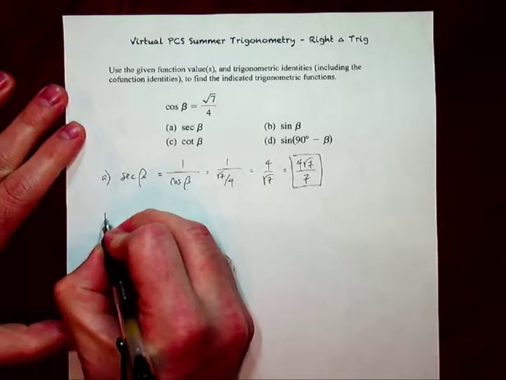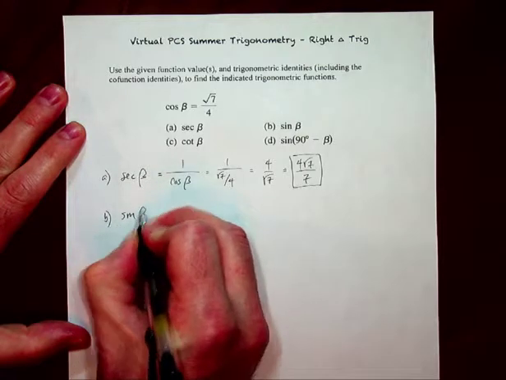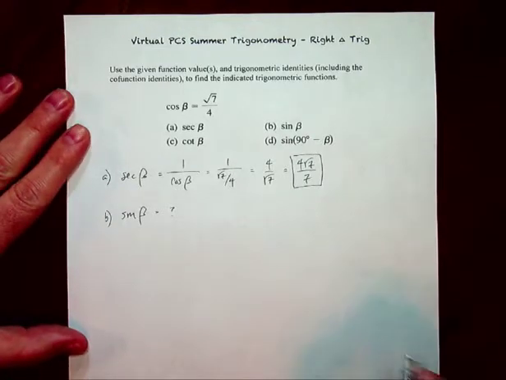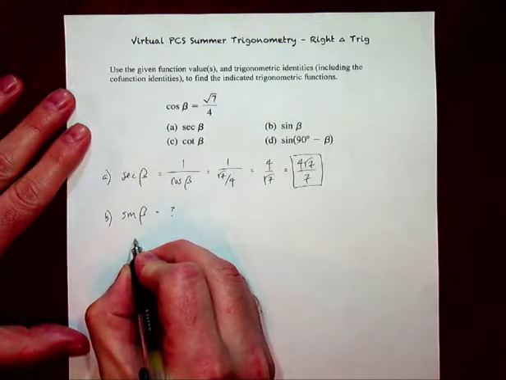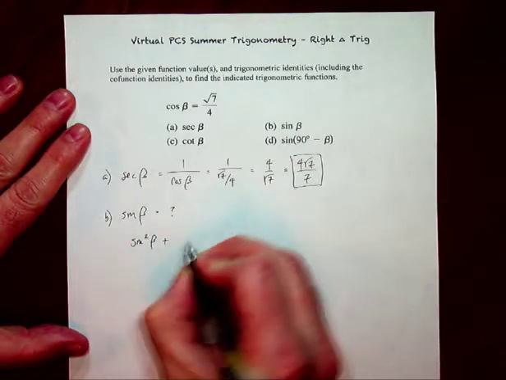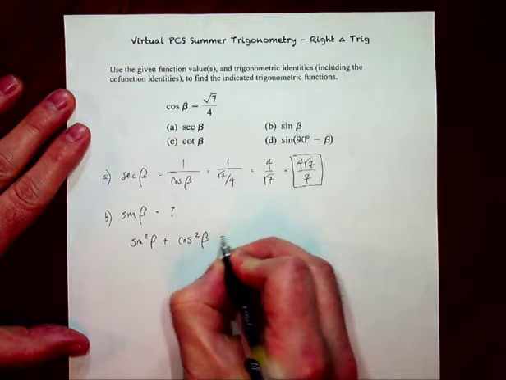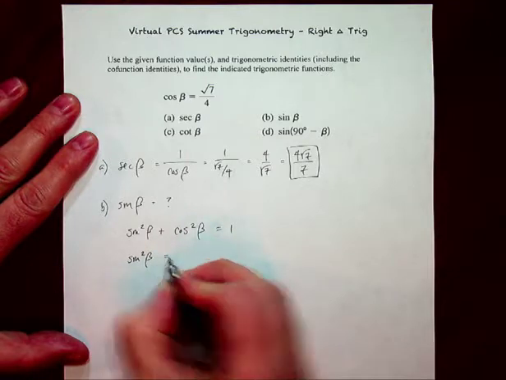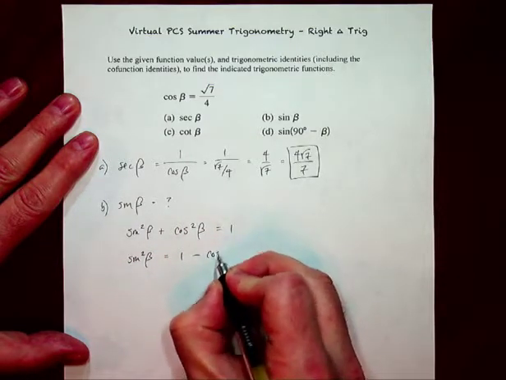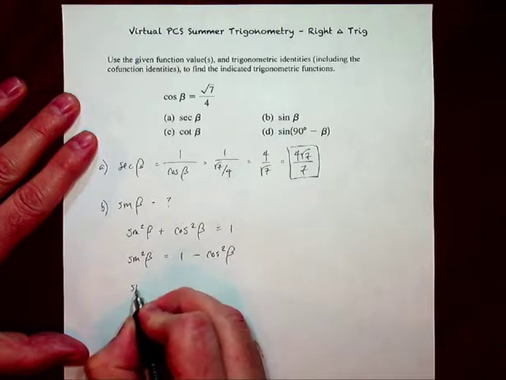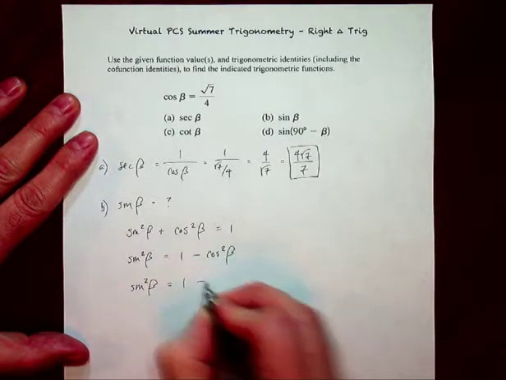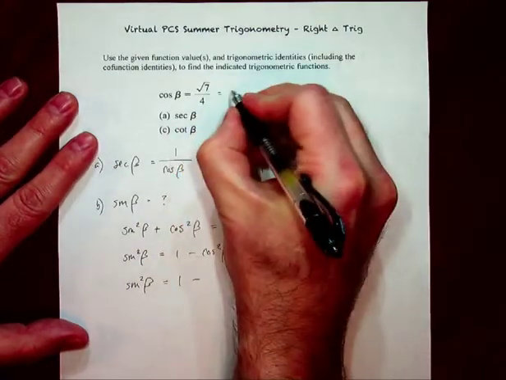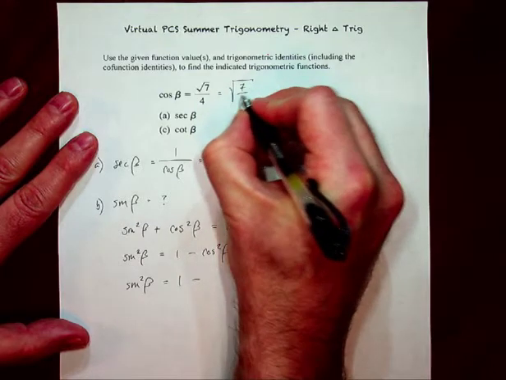Now, B, we're being asked for sine of beta, okay? Well, let's go ahead and do that same thing that we did in the last one and say sine squared beta plus cosine squared beta is equal to 1. Well, sine squared beta is equal to 1 minus cosine squared beta, and we can go ahead and plug in for that cosine squared beta. And now remember that this can also be expressed as this, right?